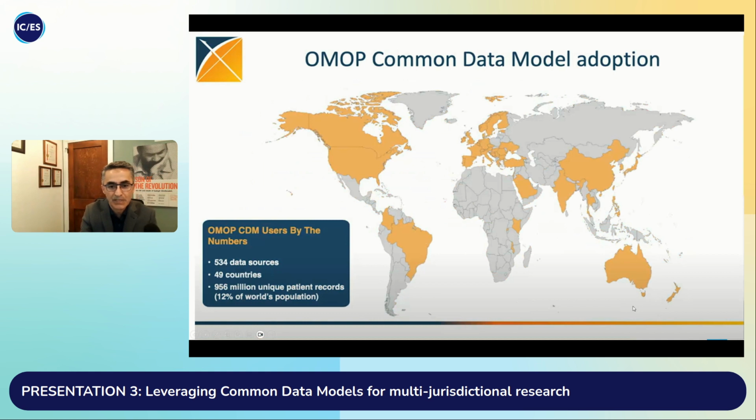This map shows the OMOP common data model adaptation. Again, from Odyssey, it is claimed that there are 534 data sources already converted into the OMOP common data model in 49 countries, which represent 956 million unique patient records. Next slide.